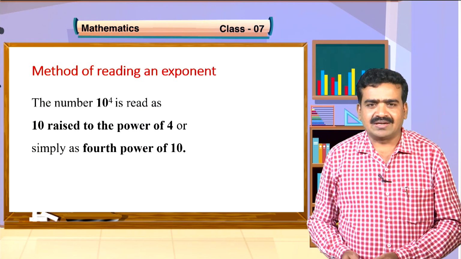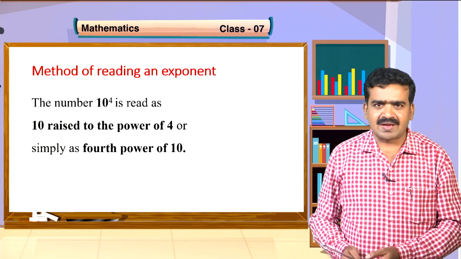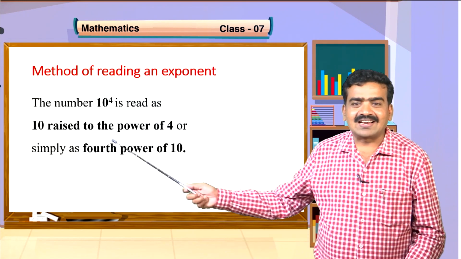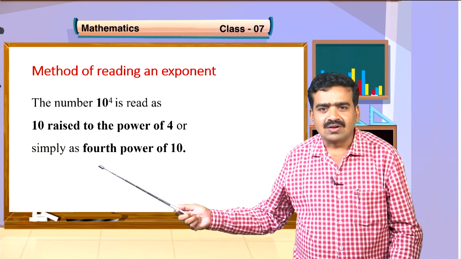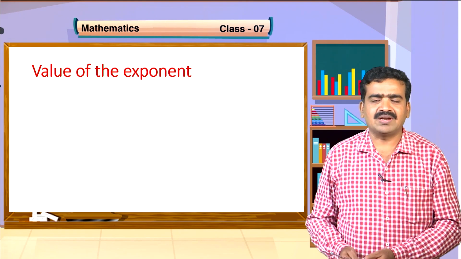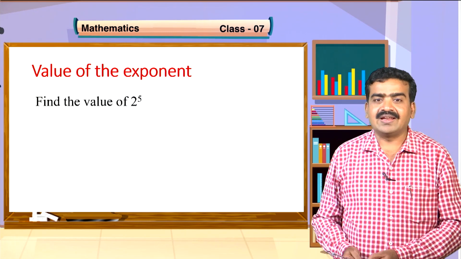So, these are what we have discussed in the first session, and also we have discussed about the method of reading an exponent. An exponent is going to be read in a specified manner. 10 to the power of 4 is read as 10 raised to the power of 4 or 4th power of 10. So, this is the method of reading an exponent, and also we have found the value of an exponent.